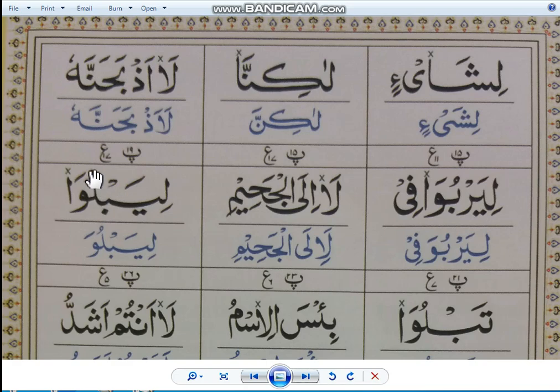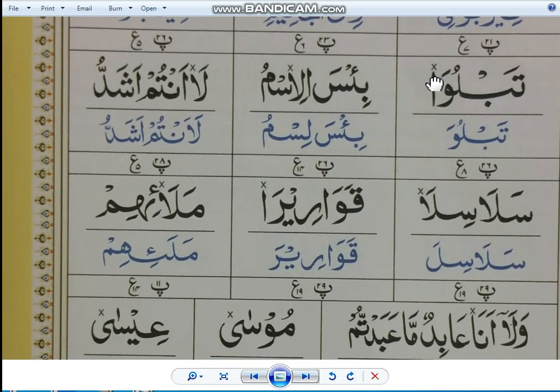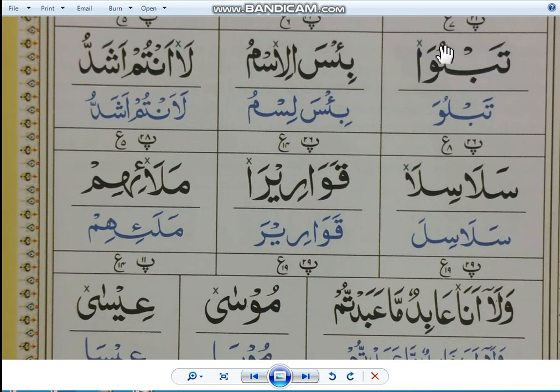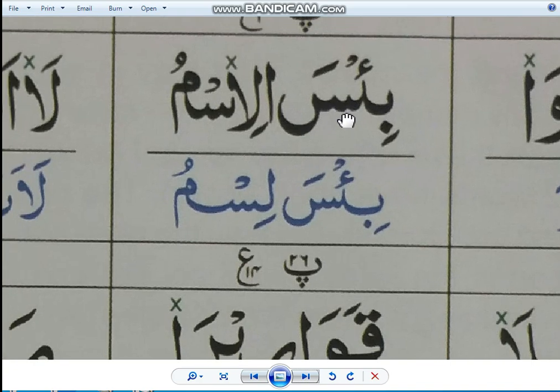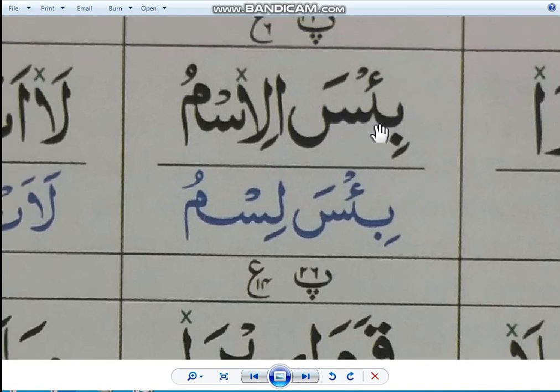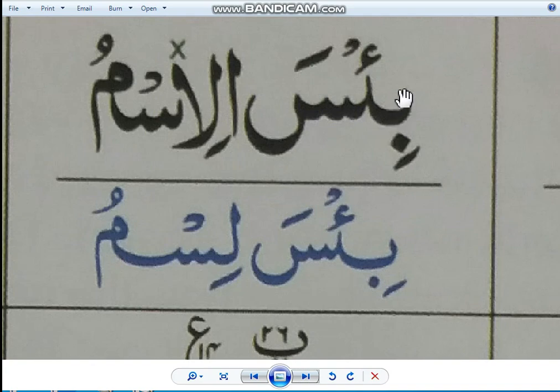Li yabluwa. Tabluwa. Bi'sa lismu. Let me make it slightly bigger, zoom in a little bit more so we can see that clearly. Bi'sa lismu.